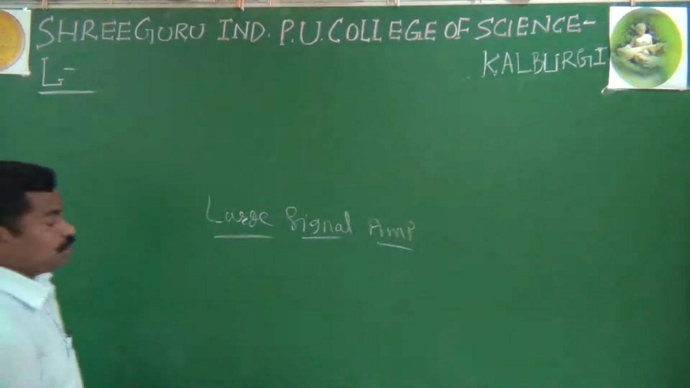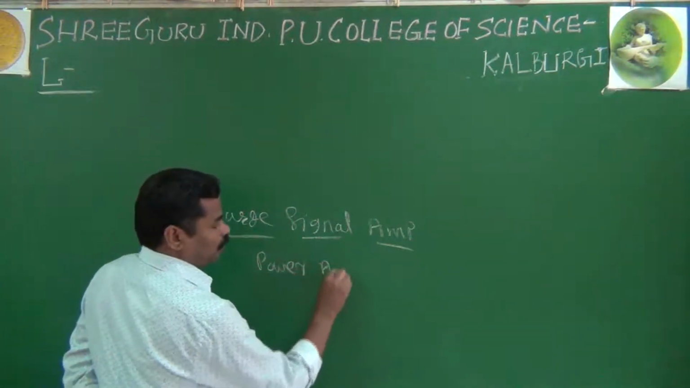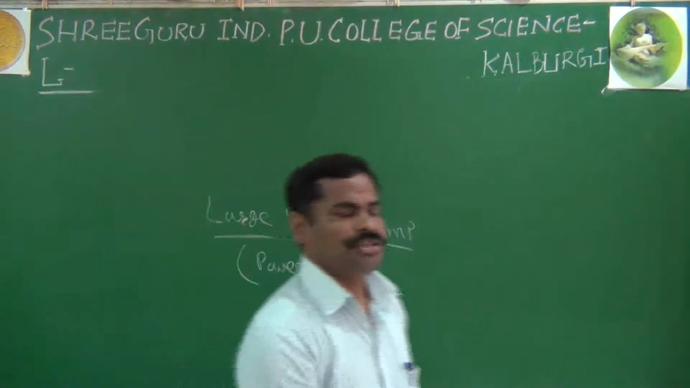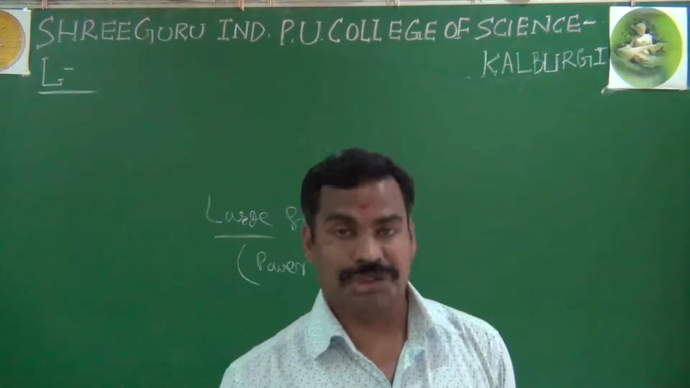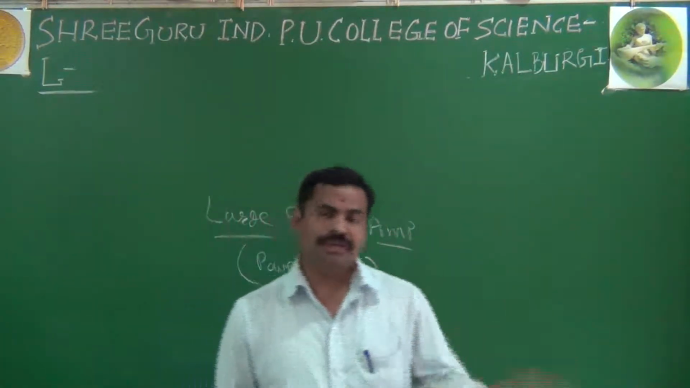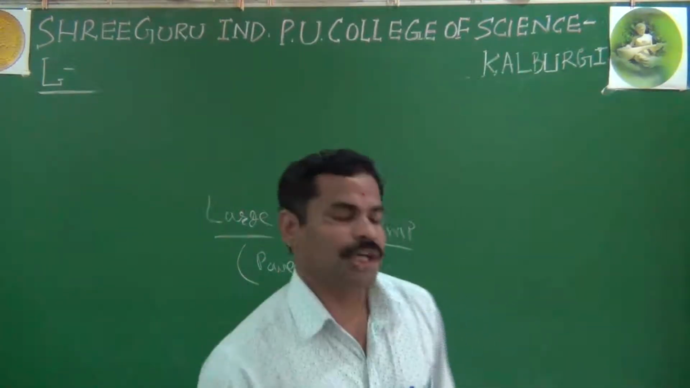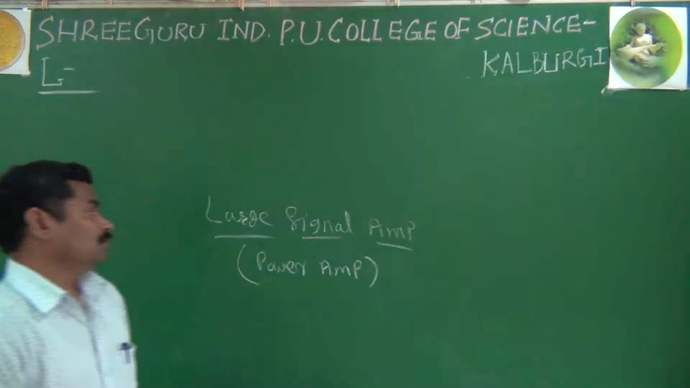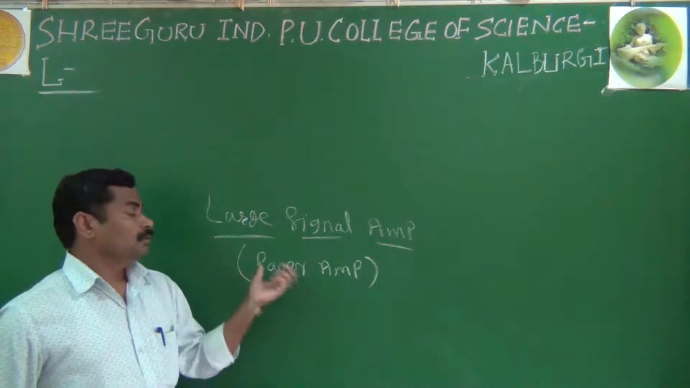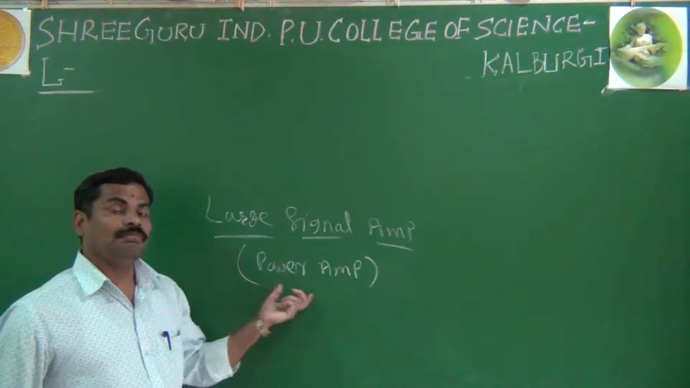It is also called a power amplifier. Why is it called a power amplifier? Because in this large signal amplifier you are increasing the power level of the input signal. As I said already, in a small signal amplifier you are increasing the voltage level, which is why it is called a voltage amplifier. But in a large signal amplifier you are increasing the power level of the input signal. Another name for the large signal amplifier is power amplifier.